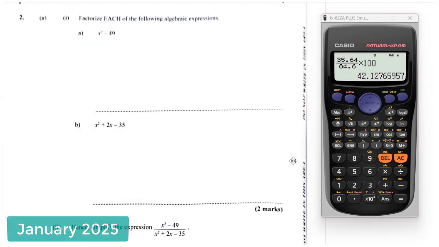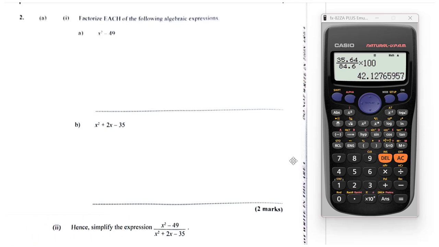So here it says, factorize each of the following algebraic expressions. Now part A says x squared minus 49. It's not so visible, but it's saying x squared minus 49. Let me write that down for you. Now, we can rewrite the 49 as 7 squared. So that is going to be x squared minus 7 squared. Now what we have here is a difference of 2 squares.